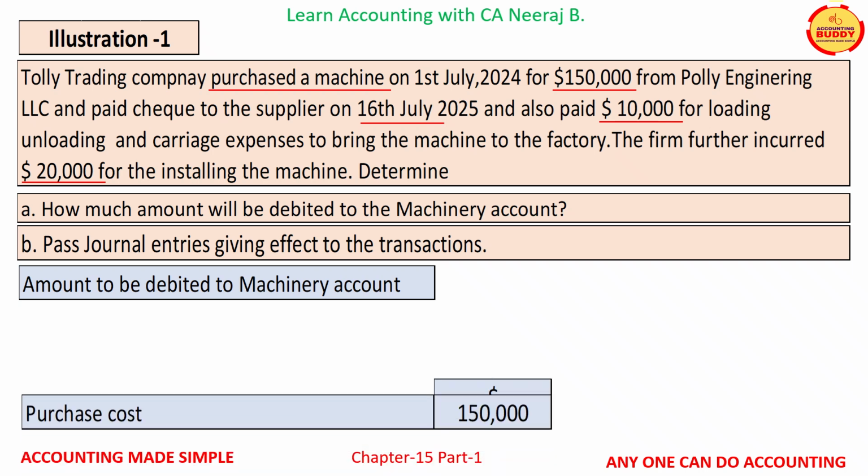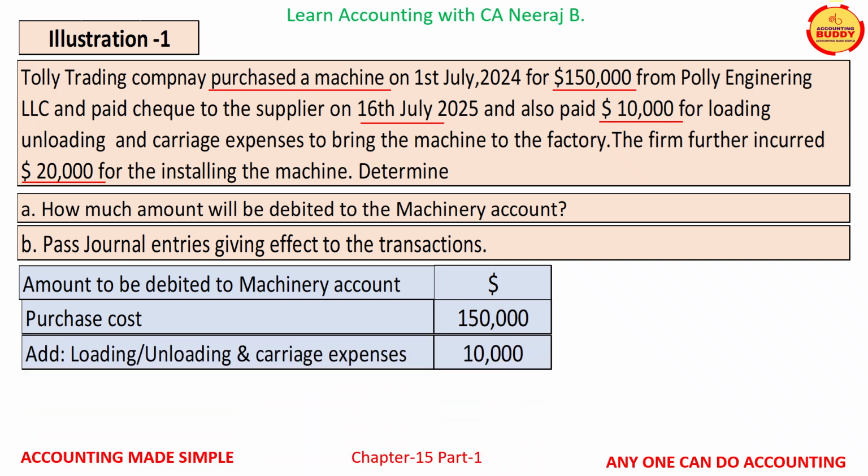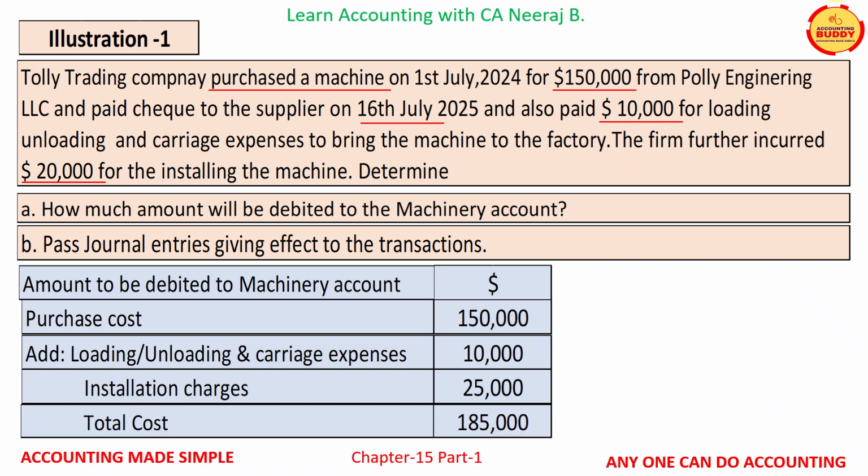Purchase cost of the machinery is $150,000. Loading, unloading and carriage expenses of $10,000 are incurred. Further, $25,000 is paid for the installation of the machinery. Therefore, the sum total of all these three costs amounting to $185,000 will be debited to the machinery account. This means the cost paid to the machinery supplier plus all the costs incurred to bring the machinery to the place of business and to bring it into working condition will be debited to the machinery account.